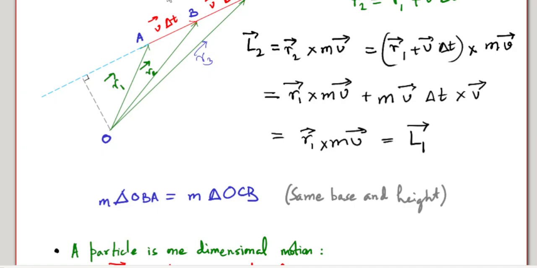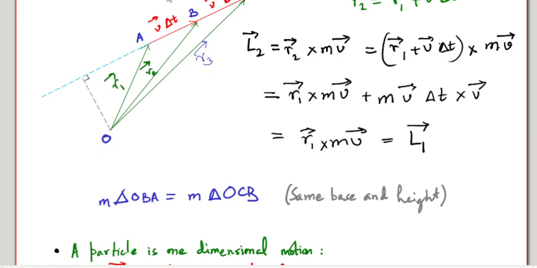So geometrically, we can see that the angular momentum does not change when the particle moves from A to B. And here, of course, A and B are any two points on the path of this particle moving in a straight line with uniform velocity, this free particle, and therefore the angular momentum is definitely conserved here.